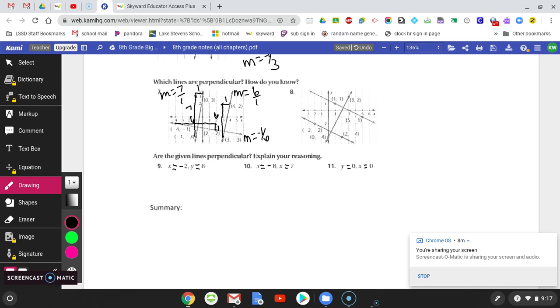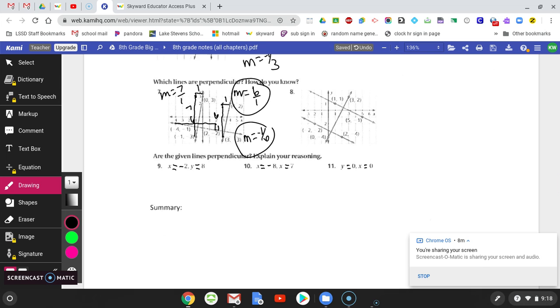So we can see that this line and this one are perpendicular to each other. They have opposite reciprocal slopes. 1 over 6, and 6 over 1. One's positive and one's negative.